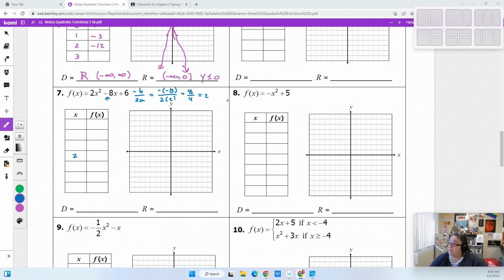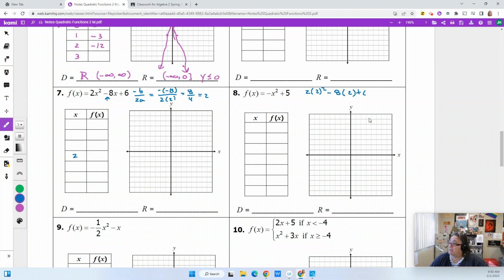So if I plug in 2, that's 2 times 2 squared. Oops, that's supposed to be minus. Minus 8 times 2 plus 6, right? And that is going to give me the y value, or that f of x. So 2 squared is 4. 4 times 2 is 8. Minus 8 times 2, which is minus 16, plus 6. That's like saying minus 10 plus 8. 8 minus 16 is minus 8. Minus 8 plus 6 is 2.